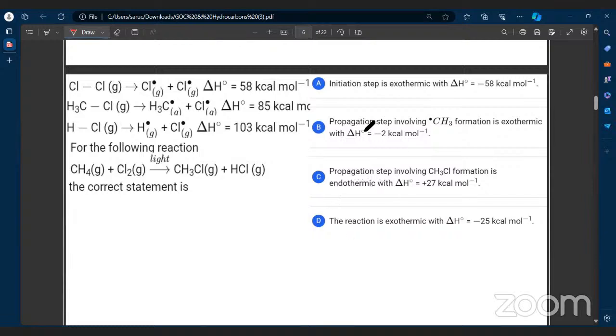We know that it follows a free radical mechanism, hence it will have the initiation step, propagation step, and termination step. Now moving on with the question, CH4 plus Cl2 gives CH3Cl plus HCl. What is the first step? The first step is the initiation step. What happens in the initiation step? Free radicals will be formed. Here Cl-Cl undergoes homolysis in the presence of light to form 2 chlorine free radicals. So what would be the delta H naught?